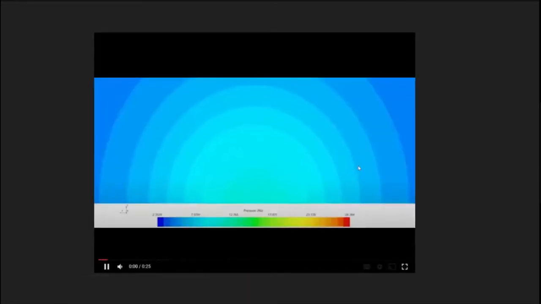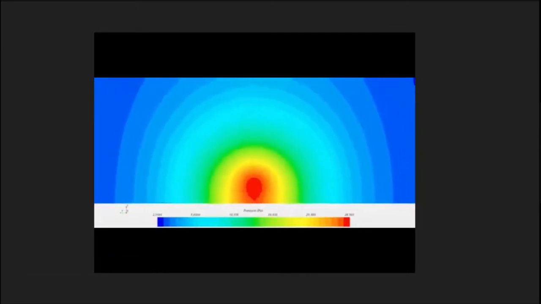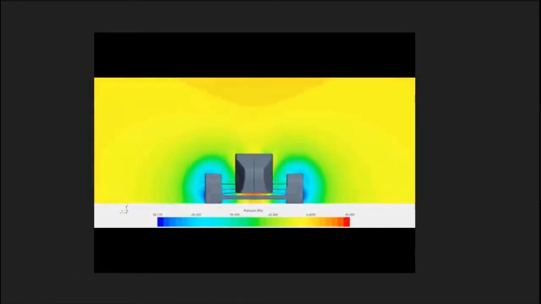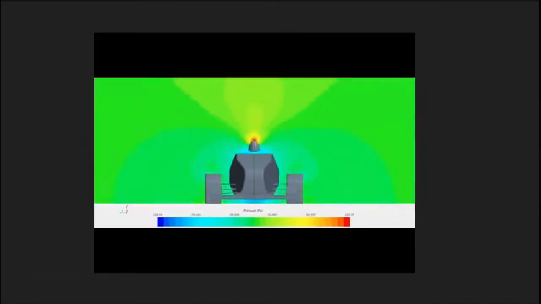This is a video from one of our CFD simulations of a pressure sweep across the car. It starts from front to back, like a plane cutting through the car, and you can see how the pressure changes around the whole vehicle.